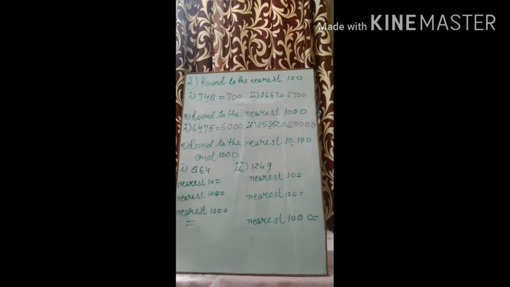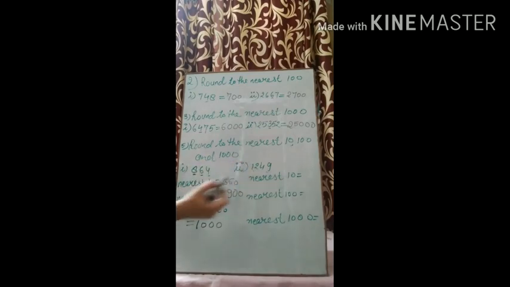Next question is round to the nearest tens, hundreds and thousands. 864. Nearest 10. The digit at the unit place is less than 5. So it is rounded down to 860. Nearest 100, more than 5, rounded up to 900. And the number at the 100 place is more than 5. 864 is rounded up to 1000.